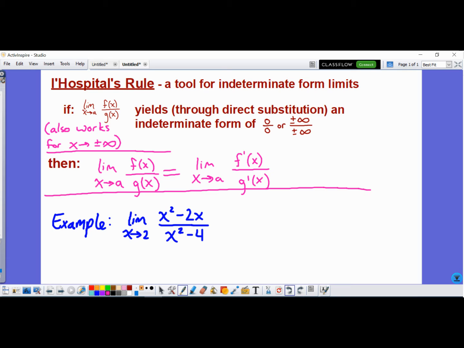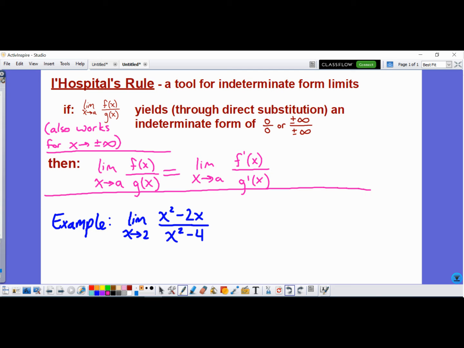This is like the only context I can really think of where you take the derivative of a numerator divided by the derivative of a denominator. There might be something else later on in calculus. It's within these limits, using L'Hopital's rule, only for that purpose. Okay.